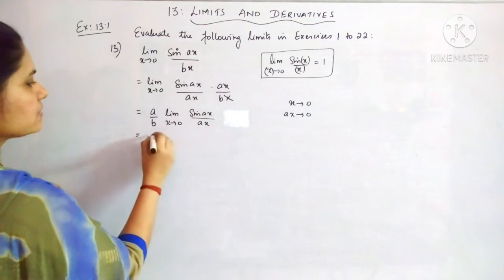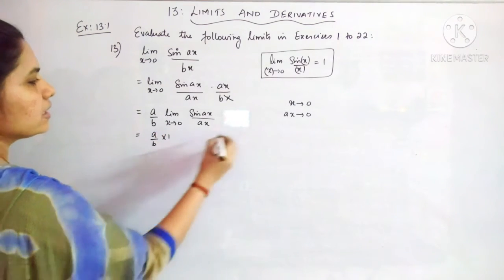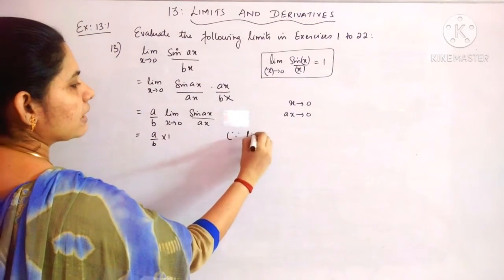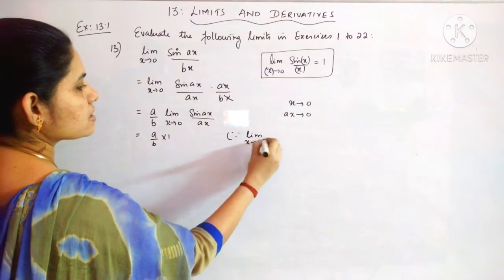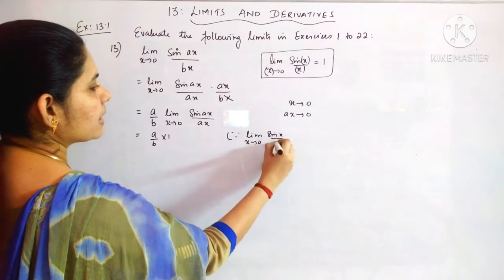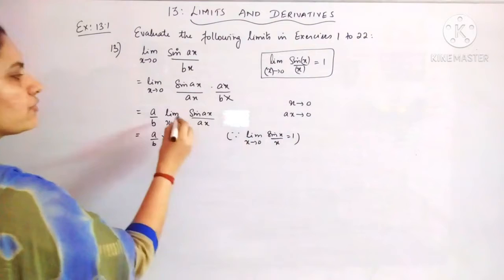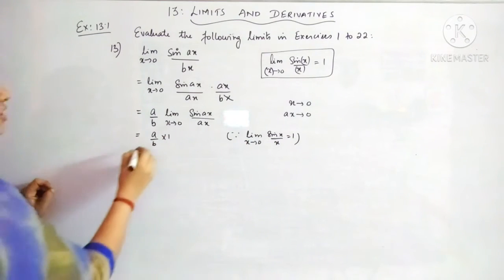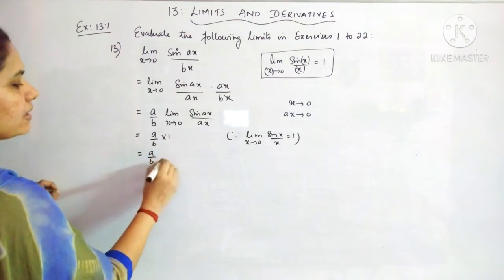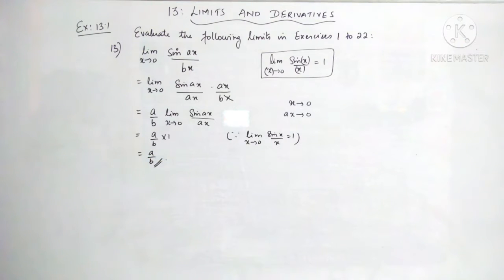Now you can apply the result, which will give you a by b into 1. And just write why you have written this, that is limit x tends to 0 sin x by x is equal to 1. Therefore we have applied this result here, hence you are getting the answer to be a by b for the given limit.